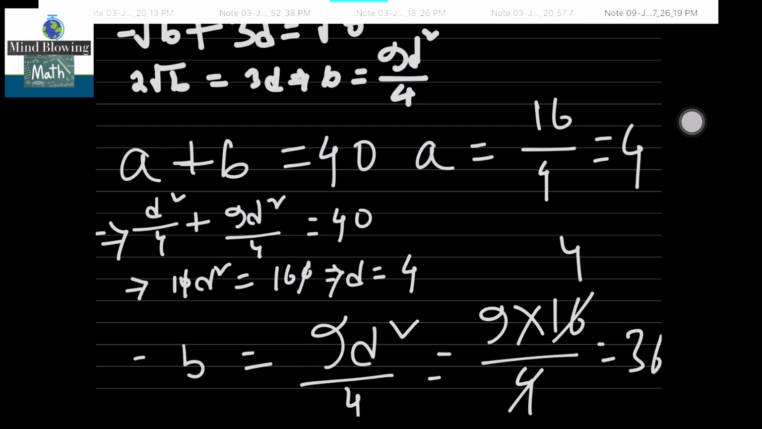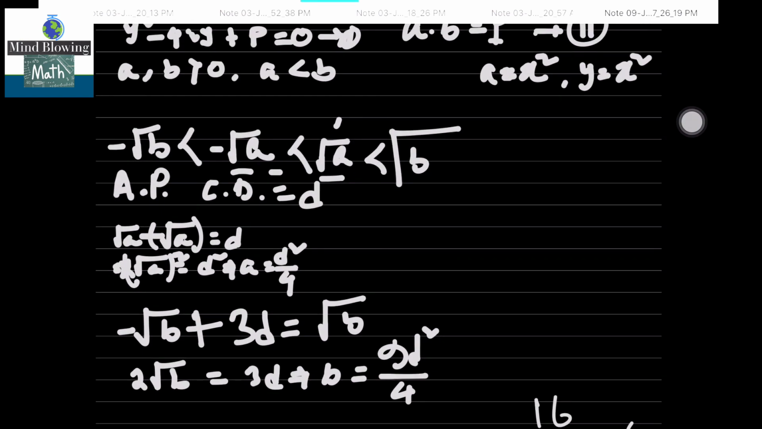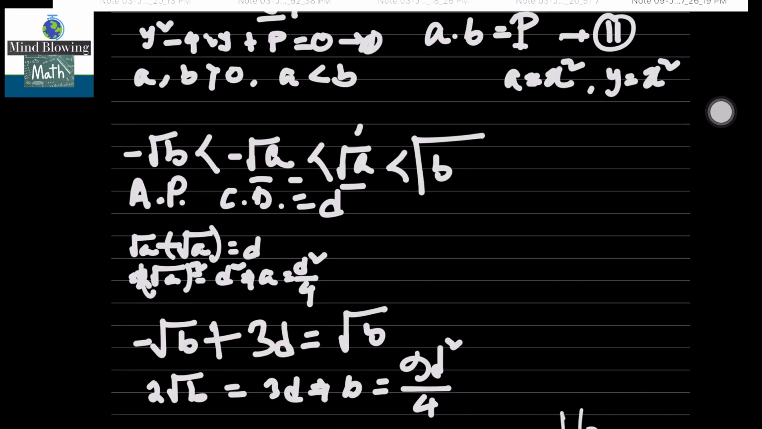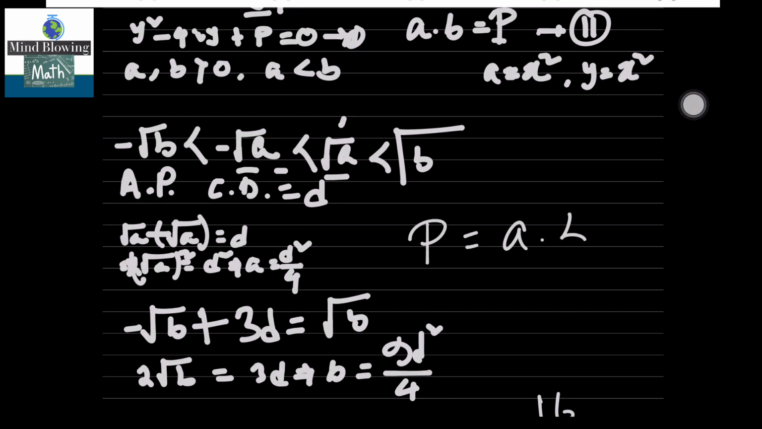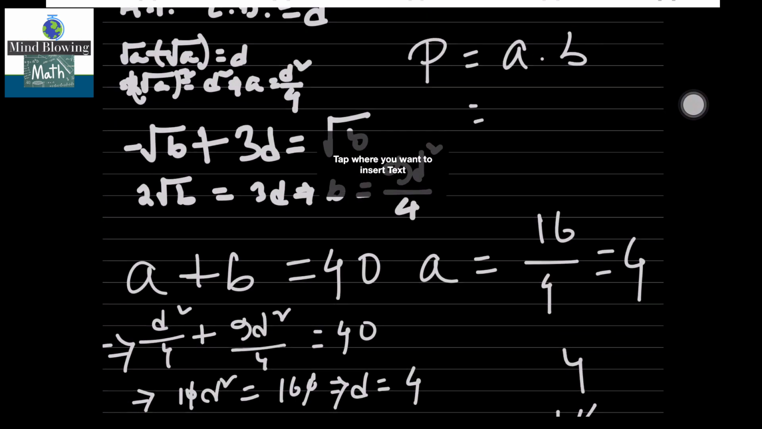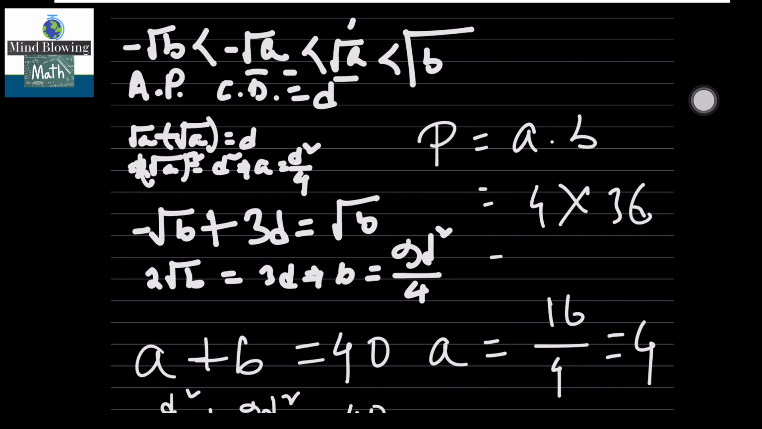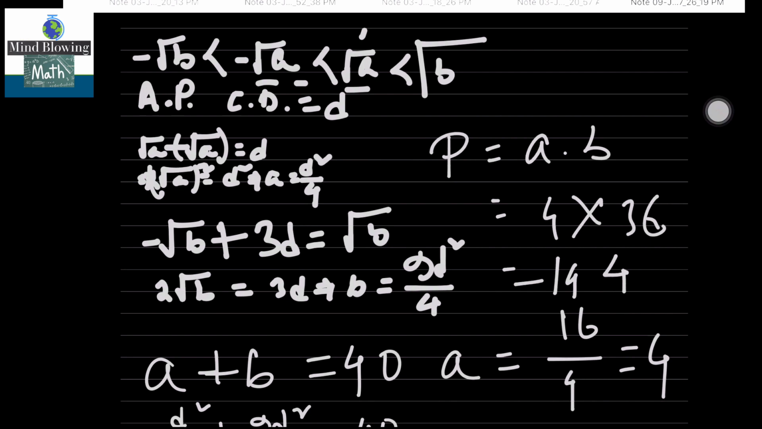So finally, the roots are minus root b and so on, but actually we don't need to find these things, we just need to find p. So p is equal to a into b, where a is equal to 4 and b is equal to 36, so 4 into 36, which is equal to 144.